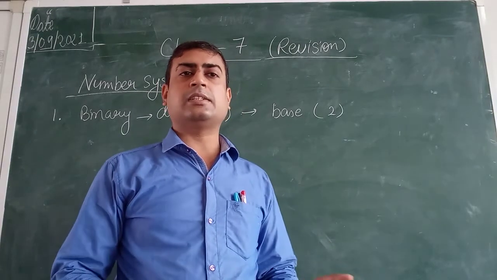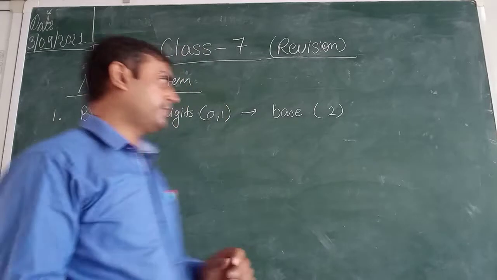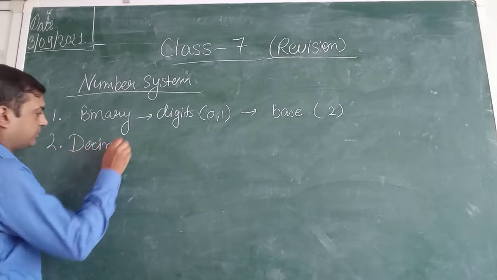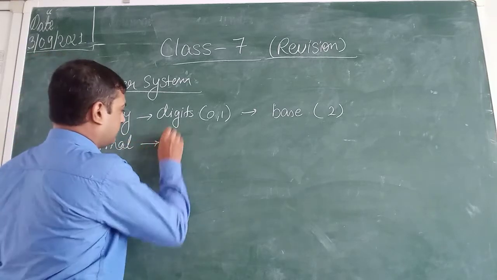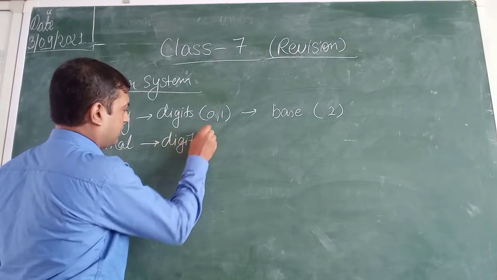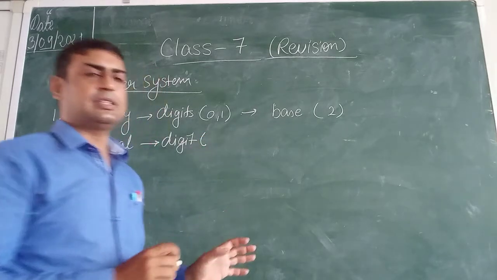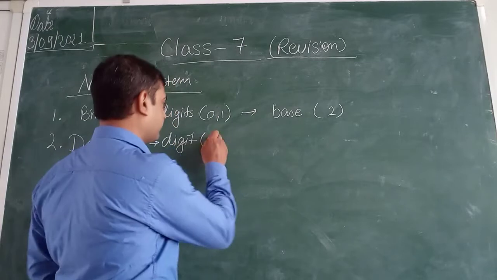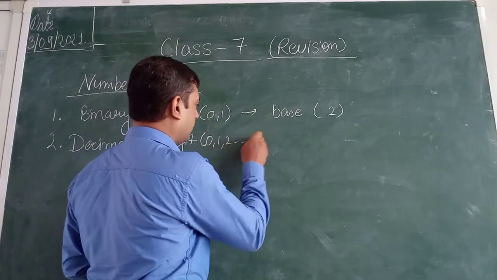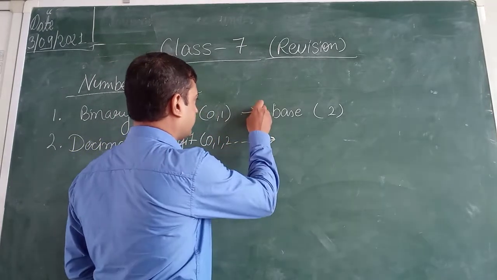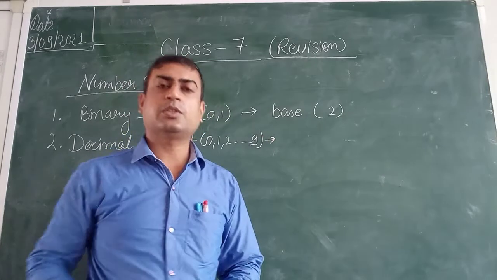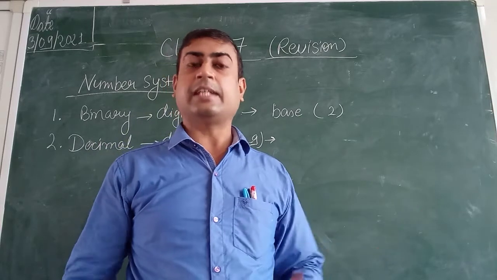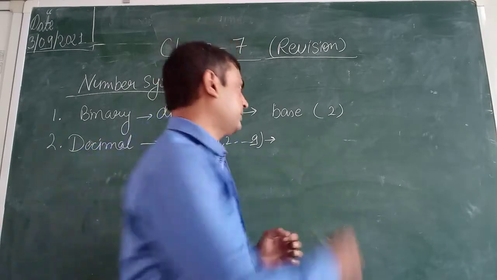The second one is the decimal number system. The decimal number system contains 10 digits, 0 to 9: 0, 1, 2, up to 9. The number of digits is 10, so its base is 10.